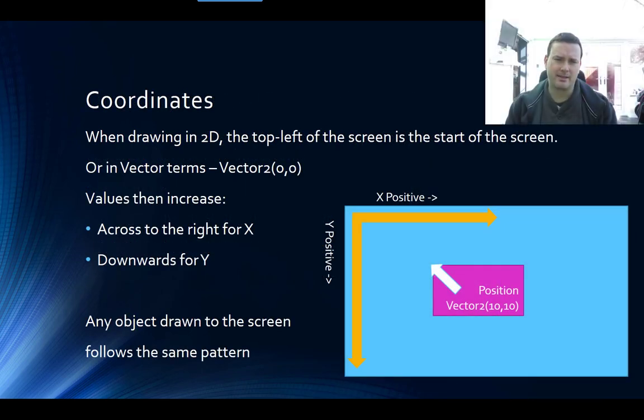And the other part of this is where you're drawing it. Now, in MonoGame, it uses a simple coordinate system where the top left-hand corner of your screen is the start point for everything.